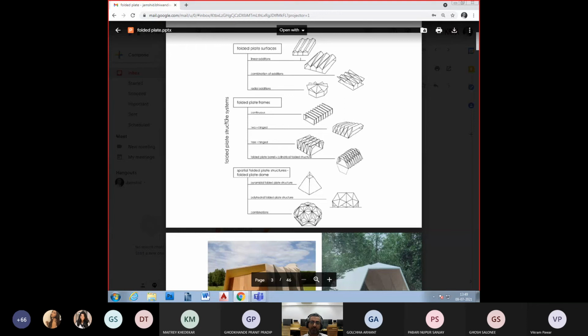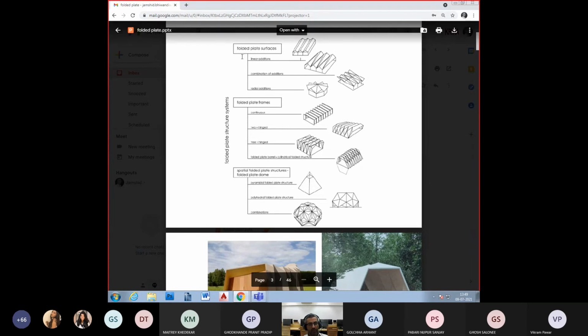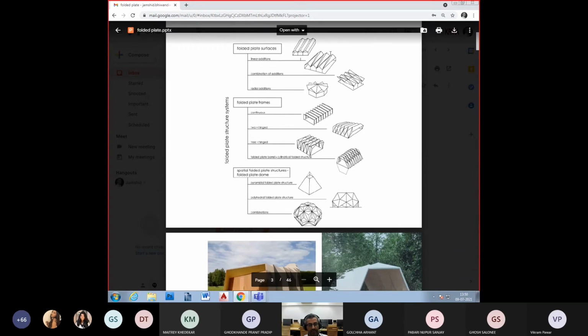So folded plates can be largely classified. The form of the folded plate can further be classified into folded plates in a linear manner, or a combination of such additions. The regular folded plate can be seen as the gable ended folded plate. But beyond that, you can play with the folds, and it can be understood as a combination of additions. The same can be used radially to get radial folded plates.